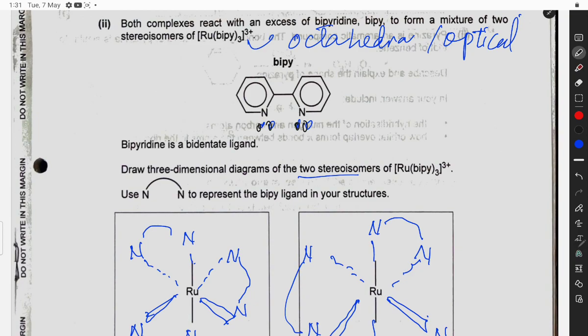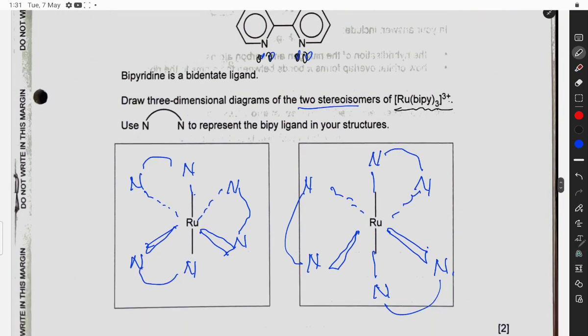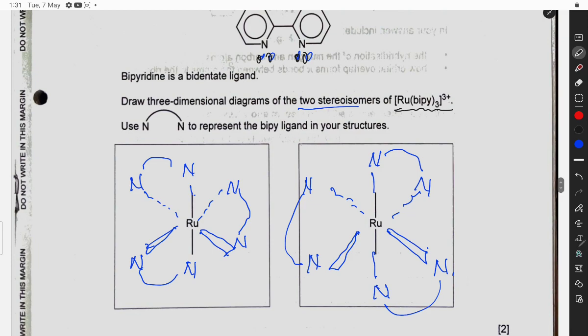Draw 3-dimensional diagrams of the 2 stereoisomers of Ru(BP)3 2+. So use this symbol to represent the BP ligands. This is the 3-dimensional structure. You can draw it like this. Here this is a solid wedge, and this is a dotted line, and these two compounds are optical isomers of each other, mirror images of each other.